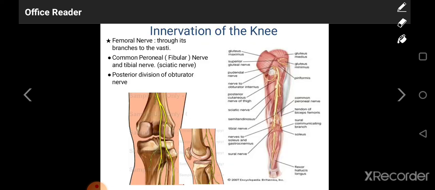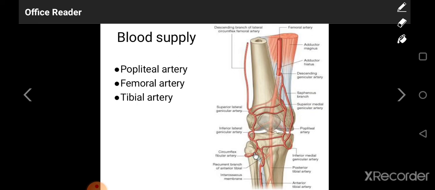Now the innervation, that is the nerve supply of the knee joint. It is supplied by the femoral nerve of the anterior compartment. It is supplied by the common peroneal nerve. Then it is supplied by the posterior division of the obturator nerve. Means all the nerves of the thigh are supplying the knee joint. Then blood supply is by the popliteal artery, femoral and the tibial arteries.